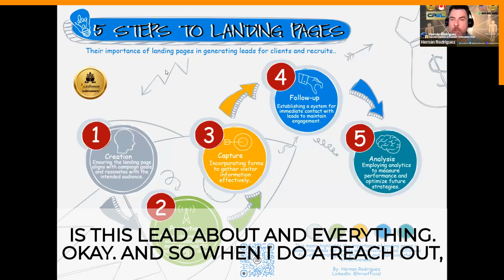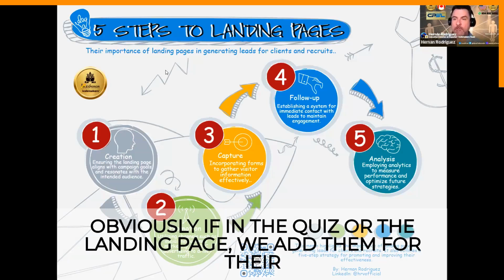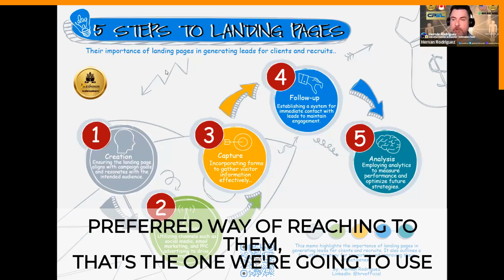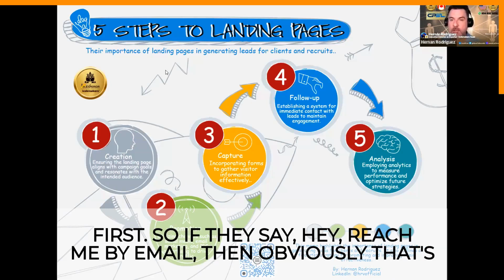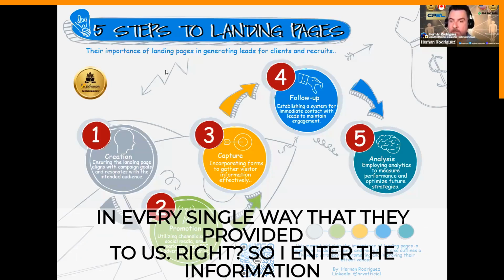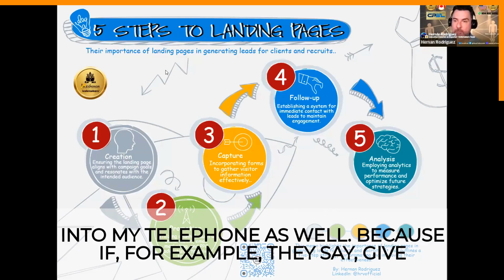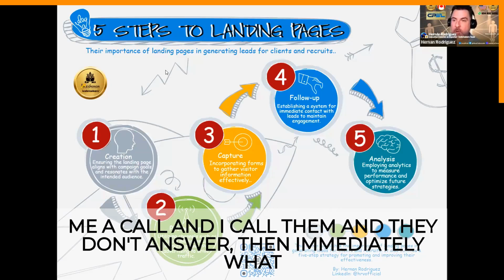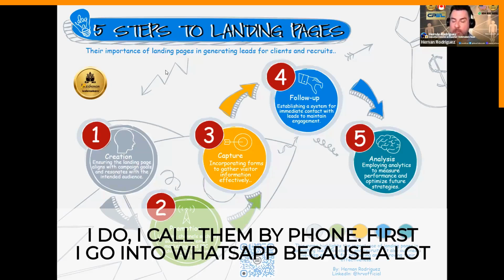And so when I do a reach out, obviously if in the quiz or the landing page we ask them for the preferred way of reaching them, that's the one we're going to use first. So if they say, hey, reach me by email, then obviously that's the first one. But of course, they gave us permission to reach them in every single way that they provided to us. So I enter the information into my telephone as well, because if, for example, they say, give me a call, and I call them and they don't answer, then immediately what I do, I call them by phone first.